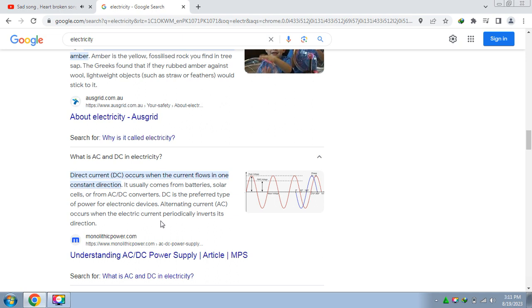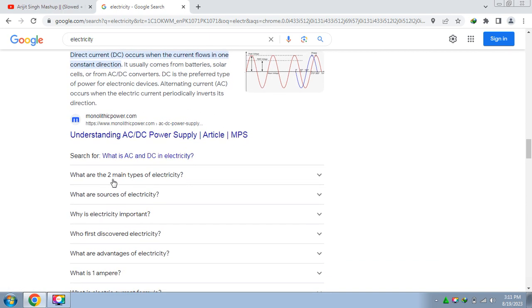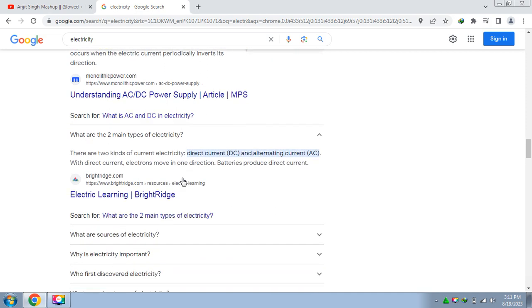What is meant by AC and DC electricity? AC means alternating current electricity and DC means direct current electricity. And another question is: what are the two main types of electricity? Number one, direct current, and number two, alternating current electricity. With direct current, electrons move in one direction. A battery produces direct current.